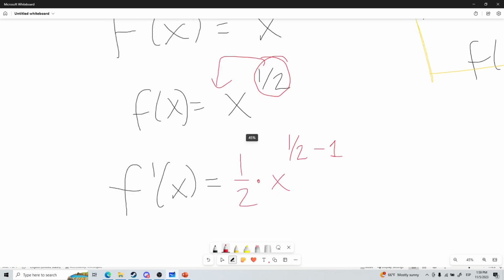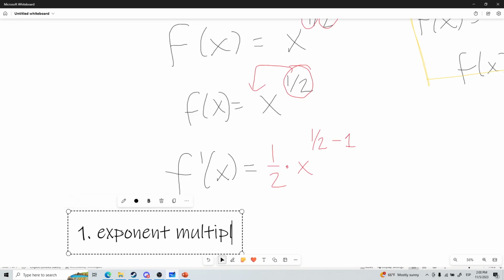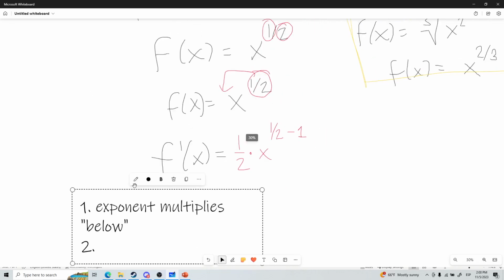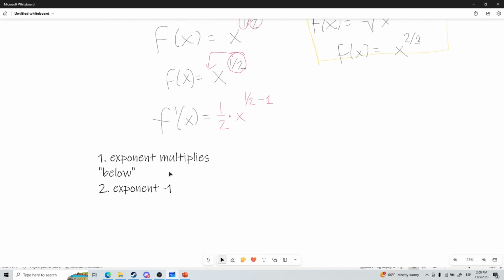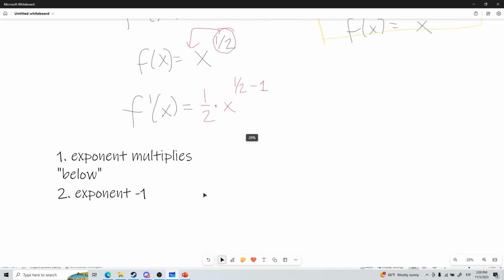In the derivative of an exponent, let's remember that two things happen. First of all, the exponent multiplies below. And secondly, the exponent gets a minus 1. So that's what I did on this step right here. It doesn't let me move it for some reason. All right, that's fine. I'm just going to leave it there.